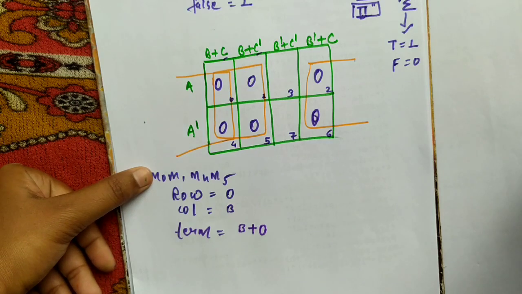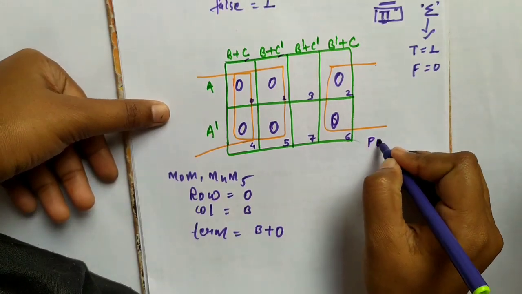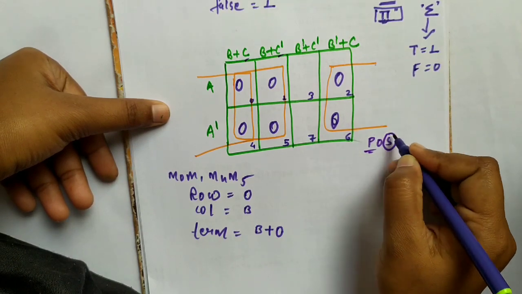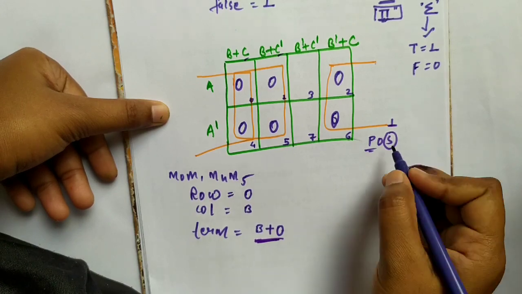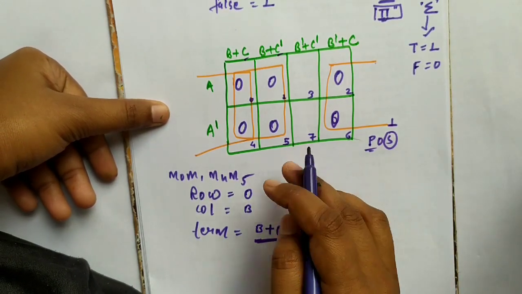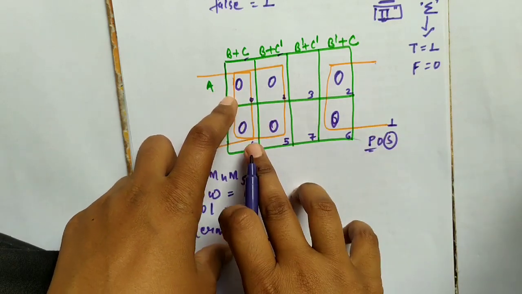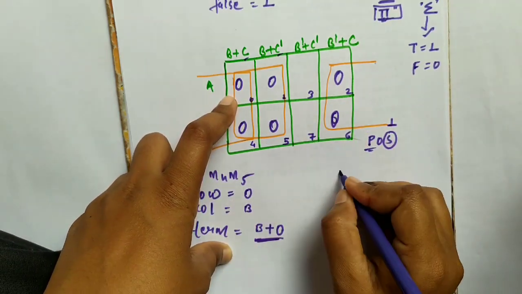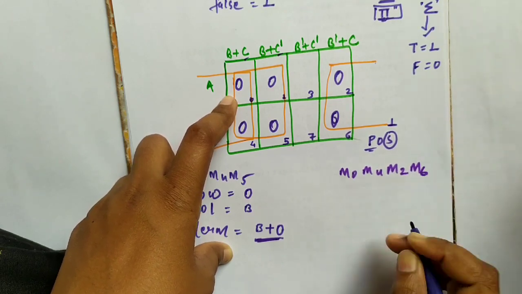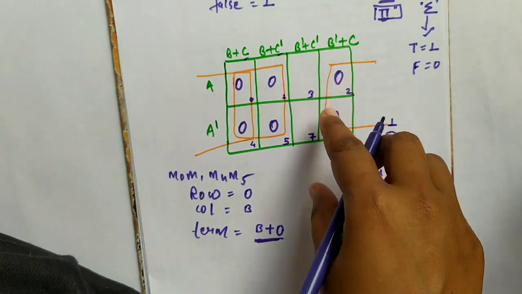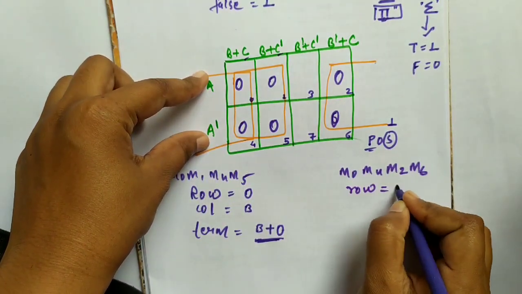Why do we write B plus 0? Because in the form of POS, that means firstly do a sum. So that's why we firstly do a sum. After that we can do a multiply. Next, taking the next word, that means M0, M4, M2, M6. In that quad also there is nothing common in the row, so the row is 0.